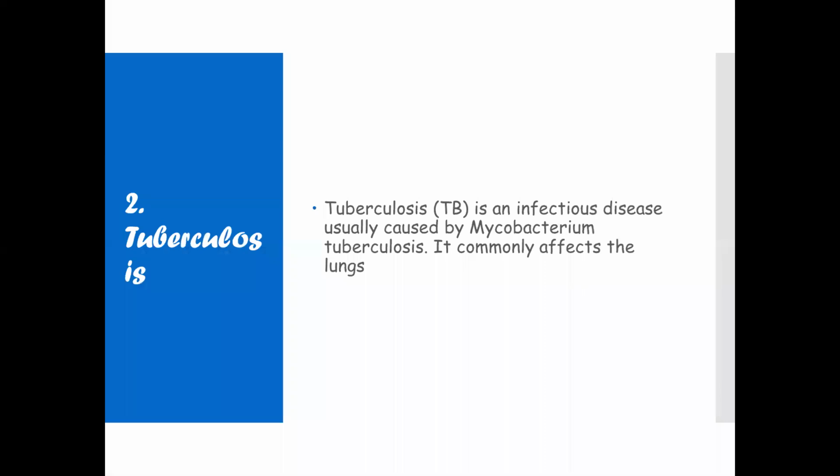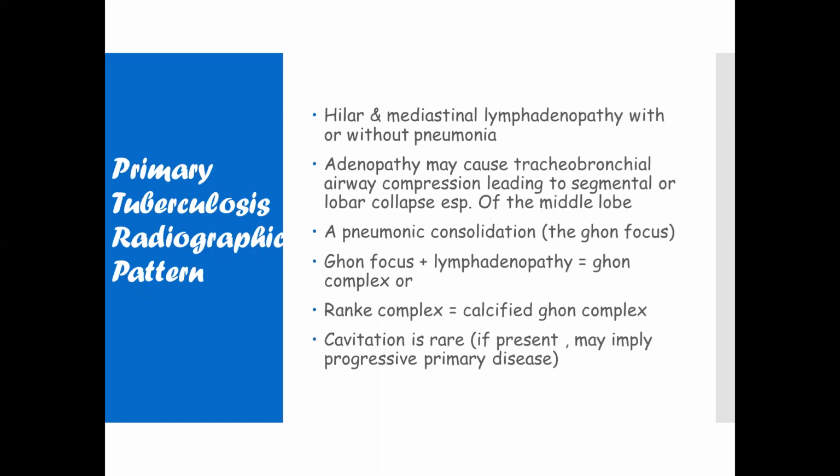Let's go to TB. So, TB is an infectious disease usually caused by Mycobacterium tuberculosis. It commonly affects the lungs. So what is the radiographic pattern? You're going to see hilar and mediastinal lymphadenopathy with or without pneumonia. Adenopathy may cause tracheobronchial airway compression leading to segmental or lobar collapse, especially of the middle lobe.